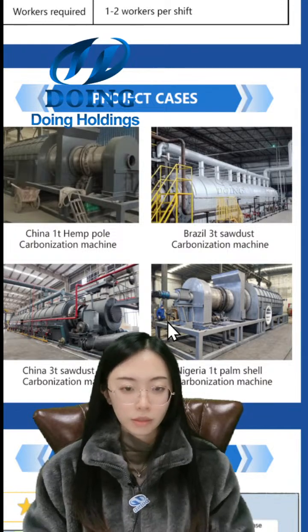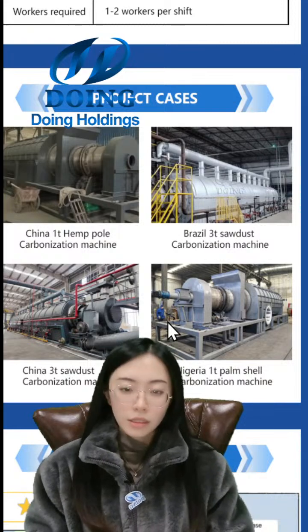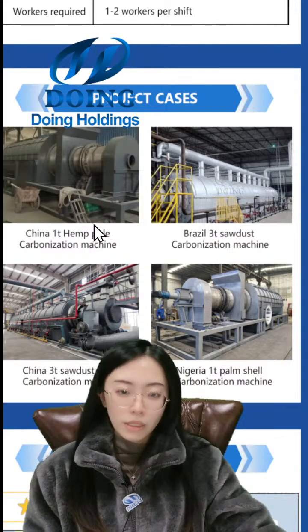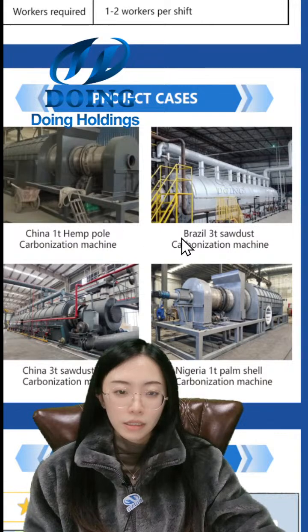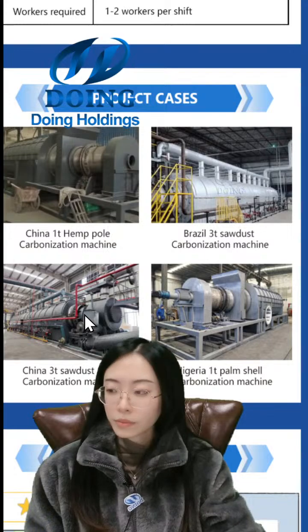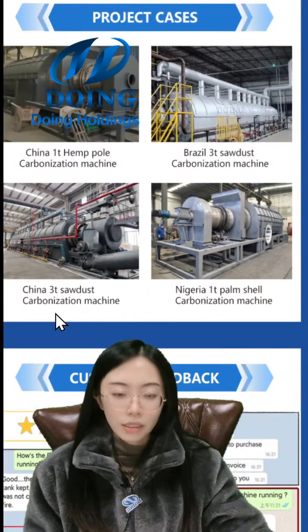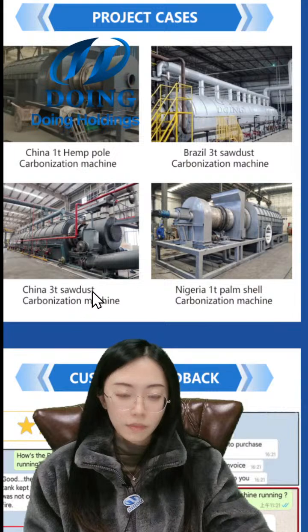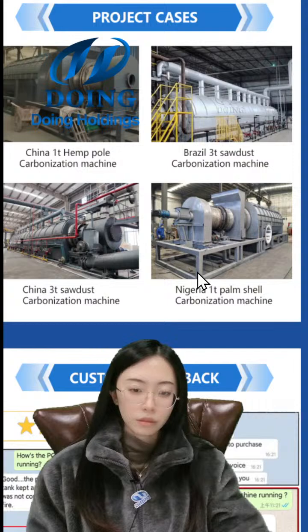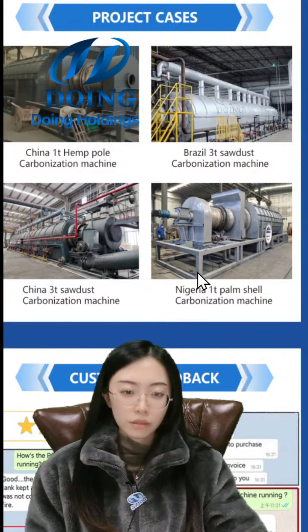Here are some of the customers, like this Chinese customer is 1 ton per hour of the combination furnace, and this is the Brazil customer for 3 ton of the sawdust combination equipment, and this is in Chongqing province, one of the Chinese customers for the sawdust. Nigeria for a plum shell, because there are many more plums in Africa.